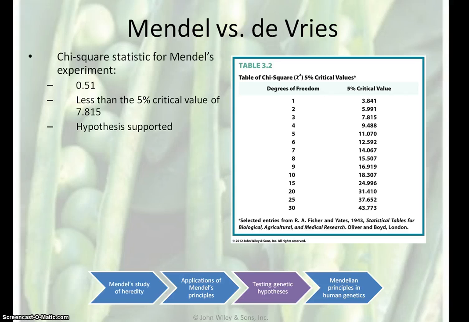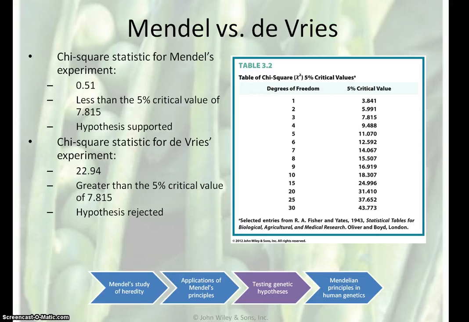Okay, so when we calculated Mendel's chi-square statistic for his dihybrid crosses, we found that the value was 0.51. Now remember, we're doing a dihybrid cross, 4 phenotypic outcomes. Our degree of freedom is going to be 3 because 4 minus 1 is 3. So what we're looking at is this 5% critical value, 7.815, because we're looking at 3 degrees of freedom here. Now because 0.51 is much less than 7.815, we are definitely supporting this hypothesis. So Mendel's data does support his hypothesis.